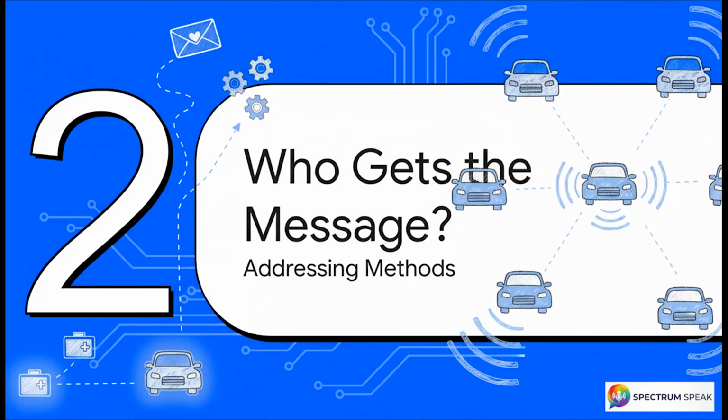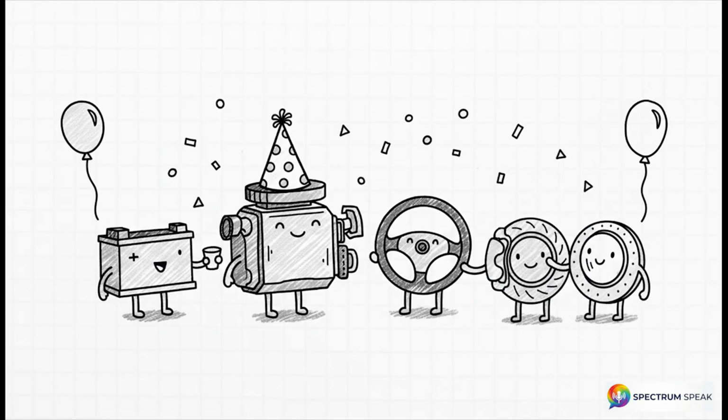So the very first part of the solution is all about addressing. Just like when you send a letter, the system has to know who the message is for. Is it for just one specific component, a small group, or is it for everyone? To really get this, let's imagine all these car parts are guests at a really busy office party. The way people talk at a party, sometimes in private, sometimes in little groups, sometimes making a big announcement, that perfectly explains how components talk inside your car.